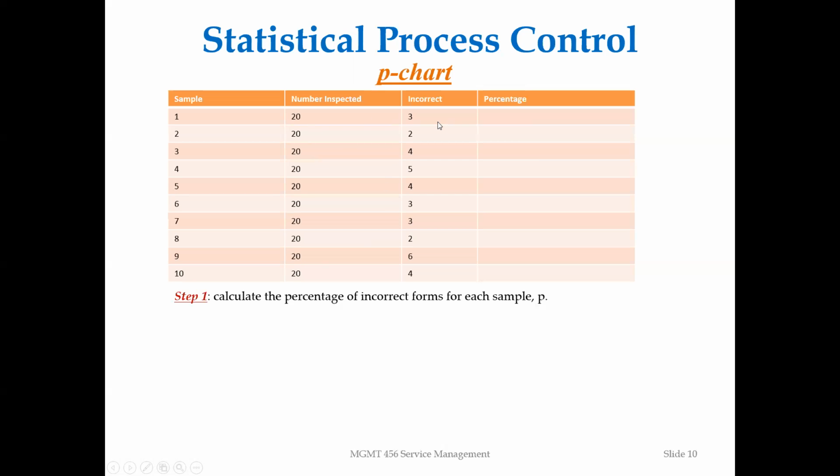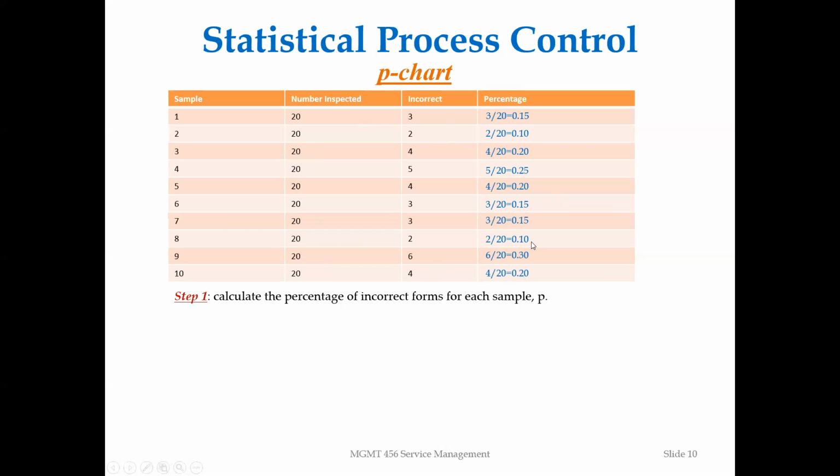We want to calculate the percentage. Percentage is pretty straightforward. It's 3 out of 20. So 3 divided by 20 is 15%, or 0.15 for the first sample. We do this for each of the 10 samples. For sample 2, it's 2 out of 20, so it's 0.1, or 10%. For sample 3, it's 4 out of 20, so it's 0.2, or 20%. For the last sample, it's 4 out of 20, so it's 20%, or 0.2. So step 1: given the sample size and the number of incorrect forms, we calculate the percentage of failure for each sample.